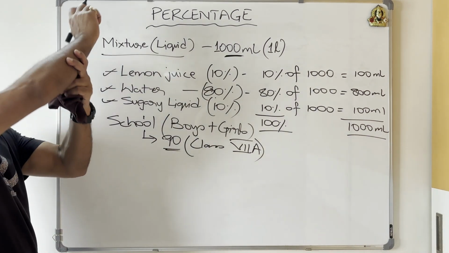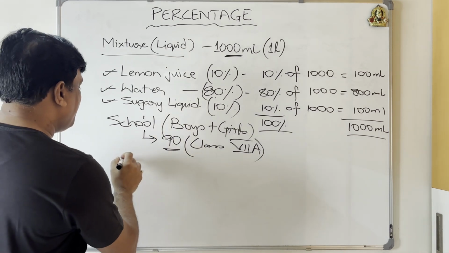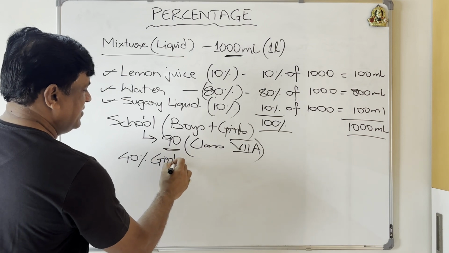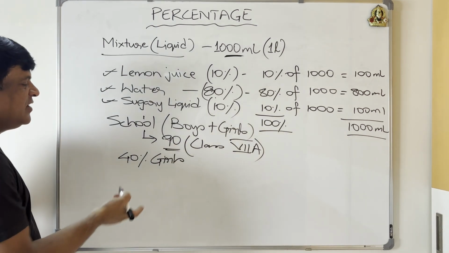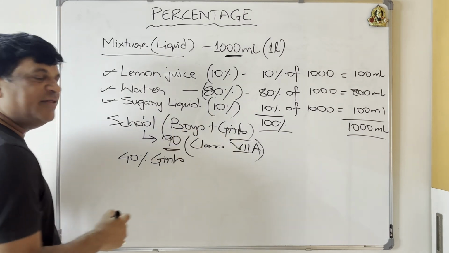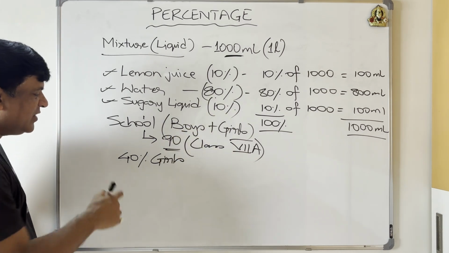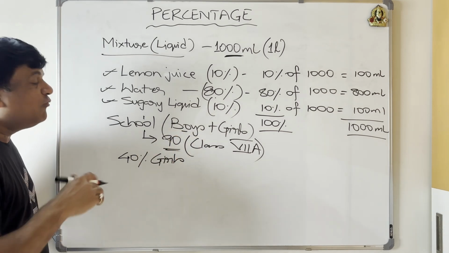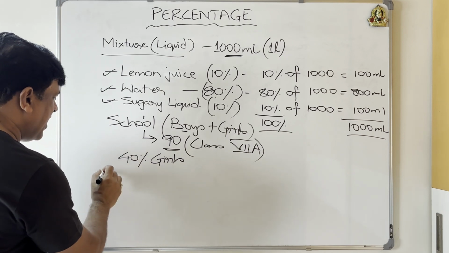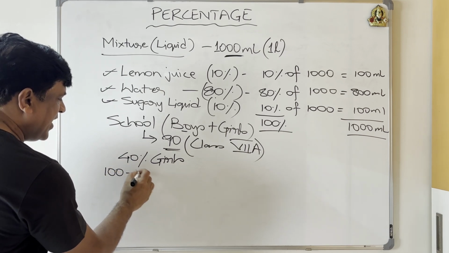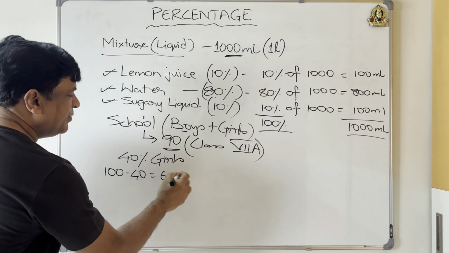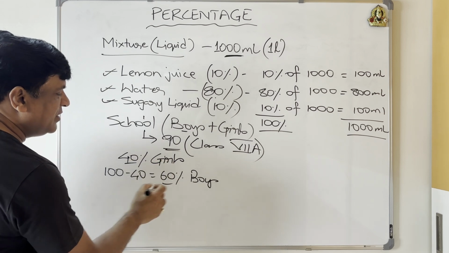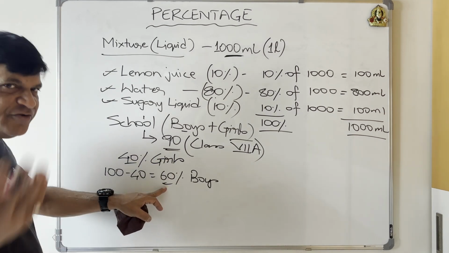Now, if somebody says that there are 40% girls in the class, what happens? What are you left with? There are boys in the class. What will be the percentage of boys? It will be definitely 100 minus 40, which is equal to 60% boys. Look at it. Because you have 40% girls, the remaining 60% should be boys.